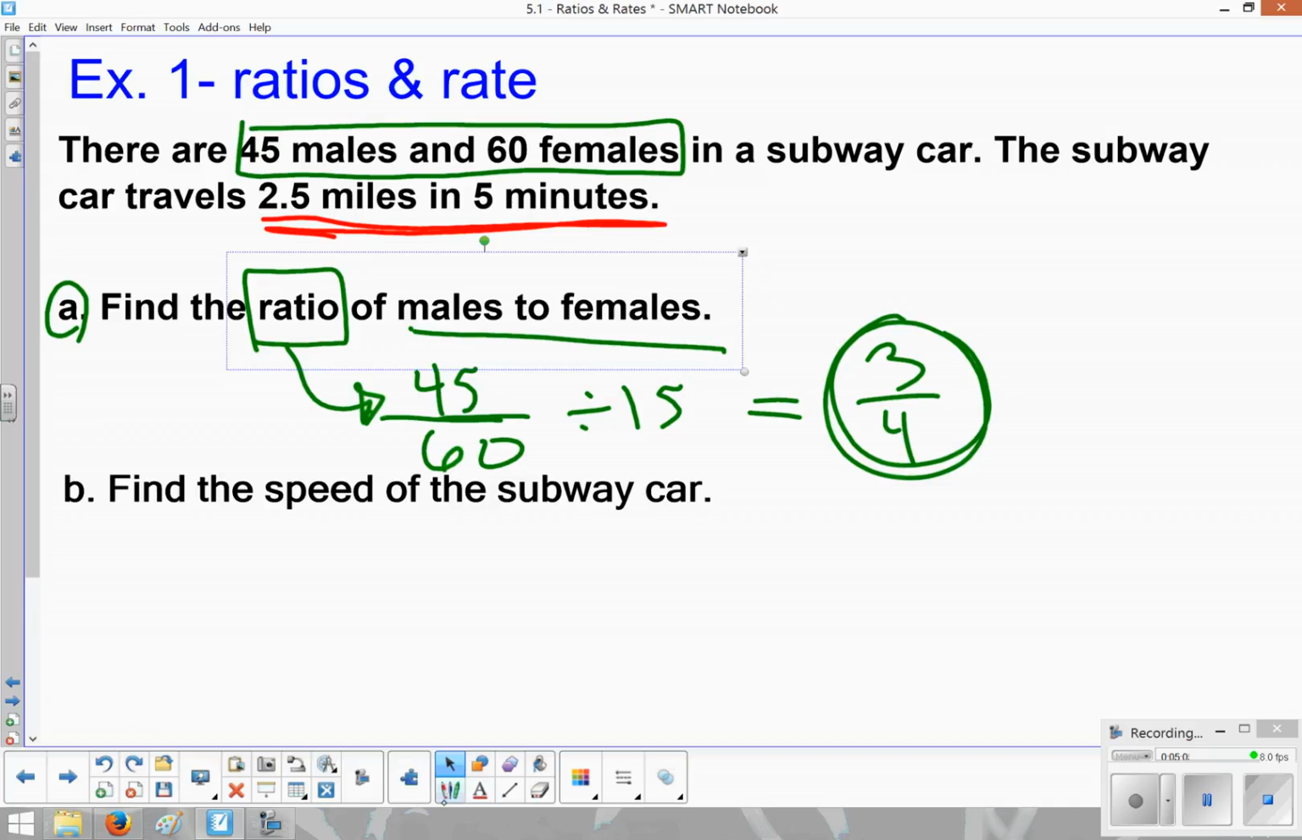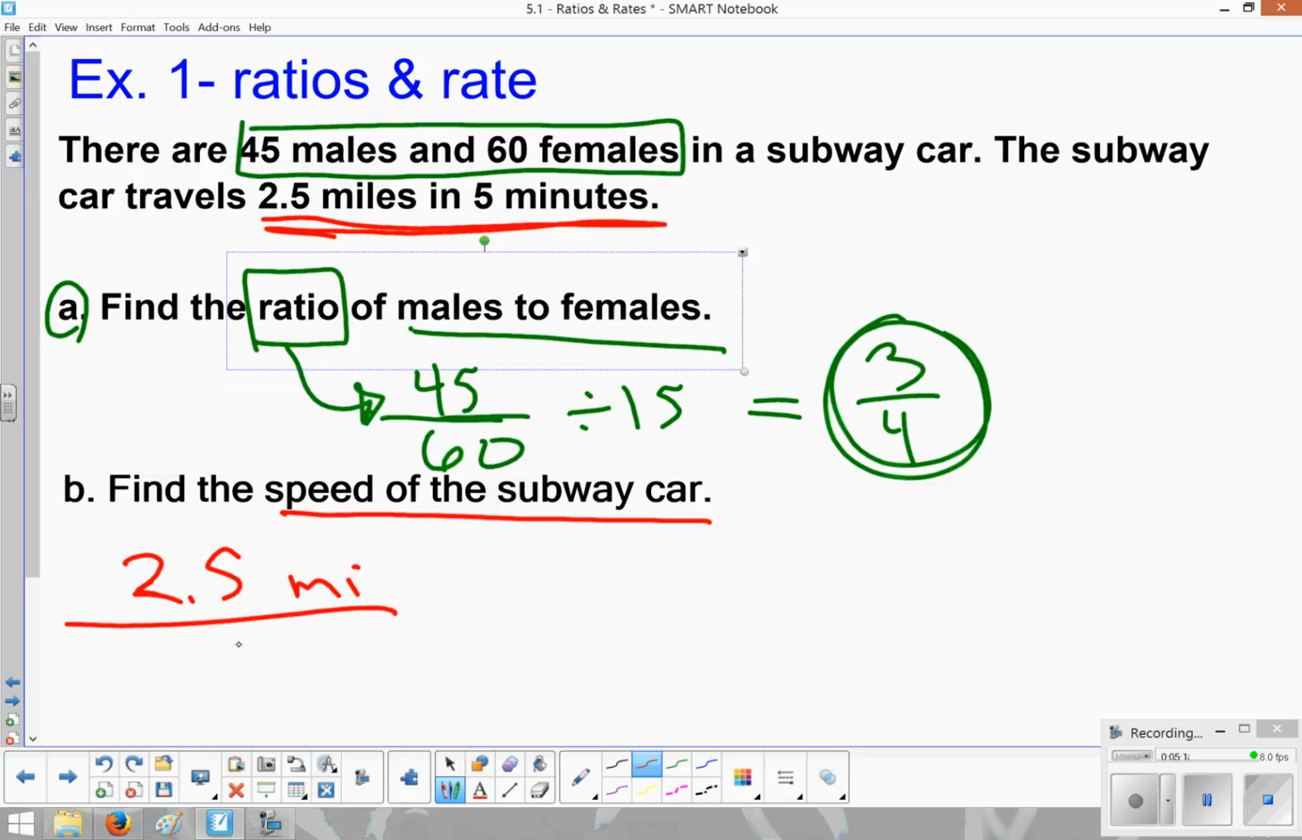Okay, so now to do the next part, they're asking us to find the speed of the subway. Well, we technically already know the speed of the subway. It's 2.5 miles for 5 minutes. What they really want to know is the speed for 1 minute. Now, if you remember, the per one of something really means that you're finding the unit. I'm going to write it down, unit rate.